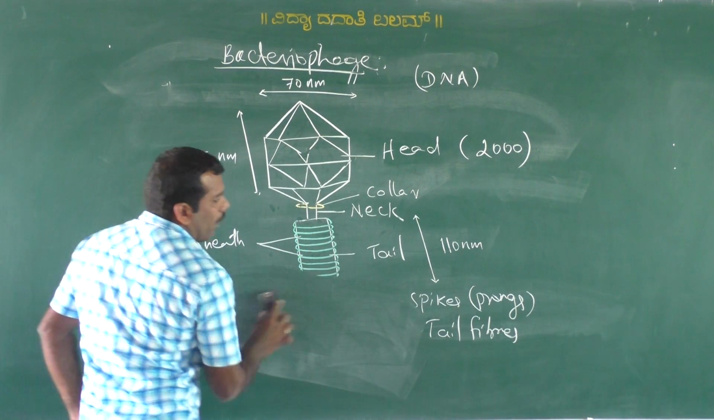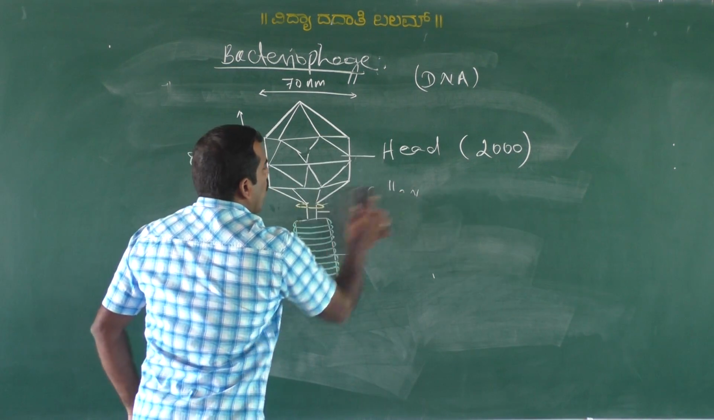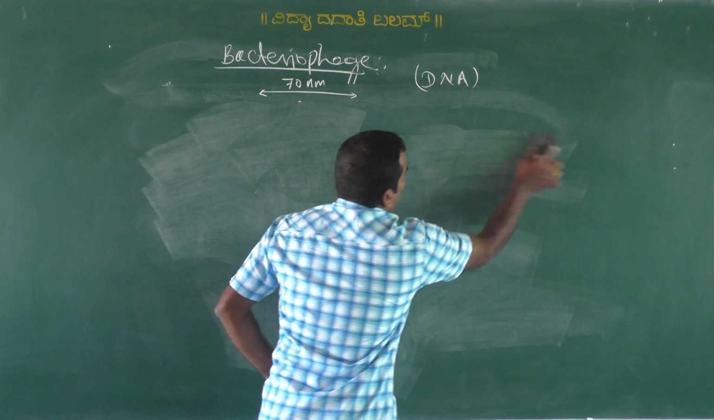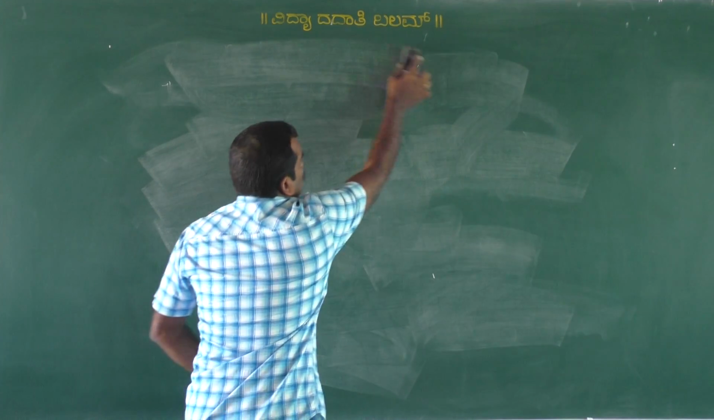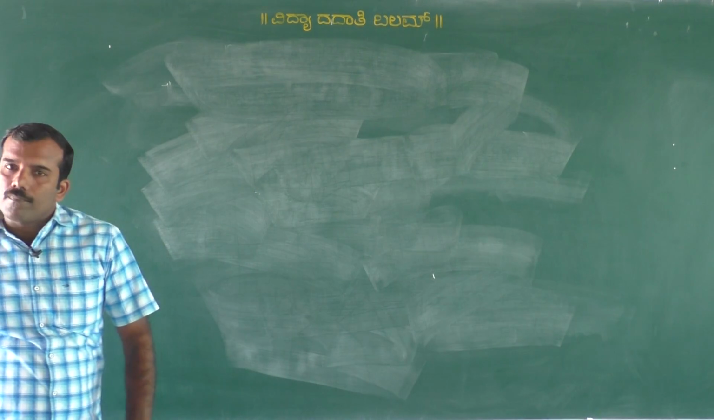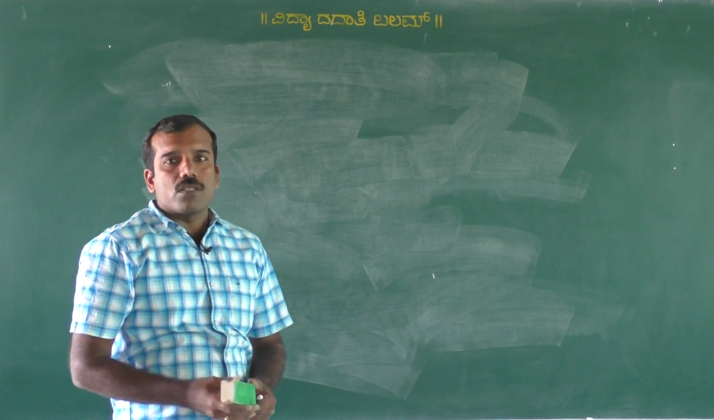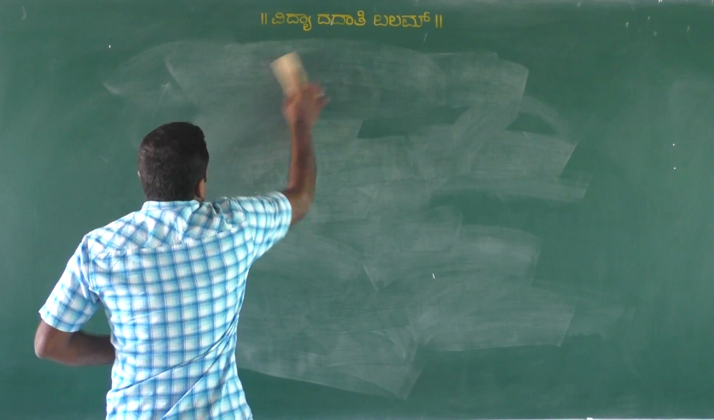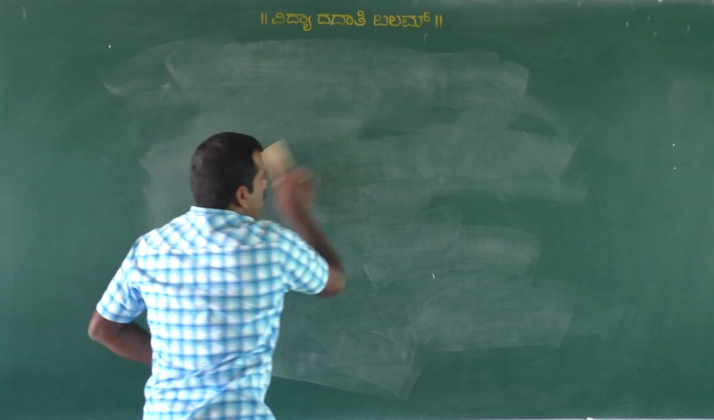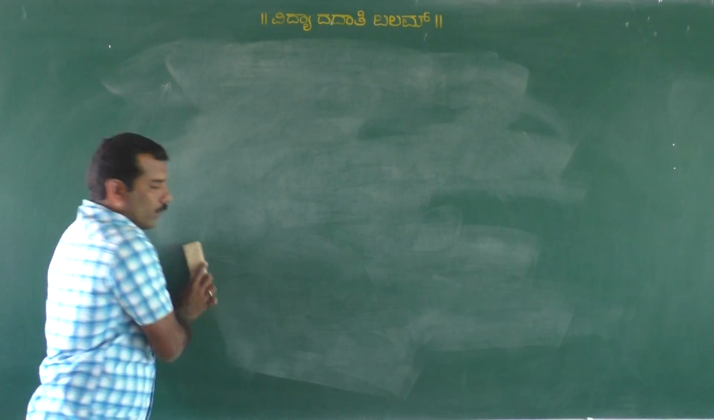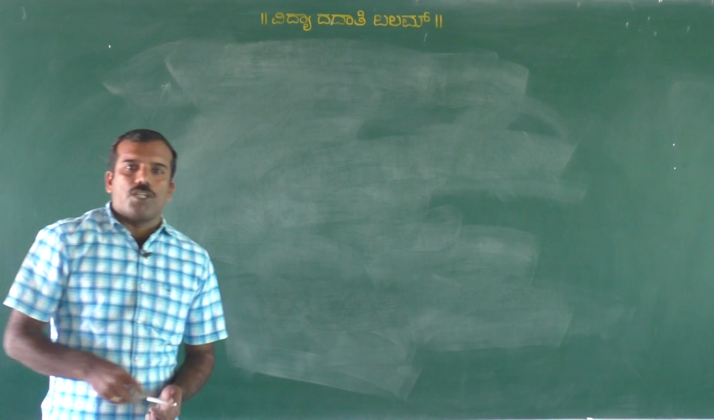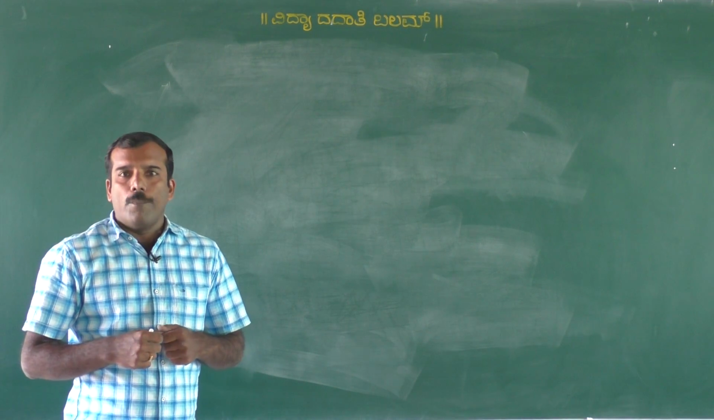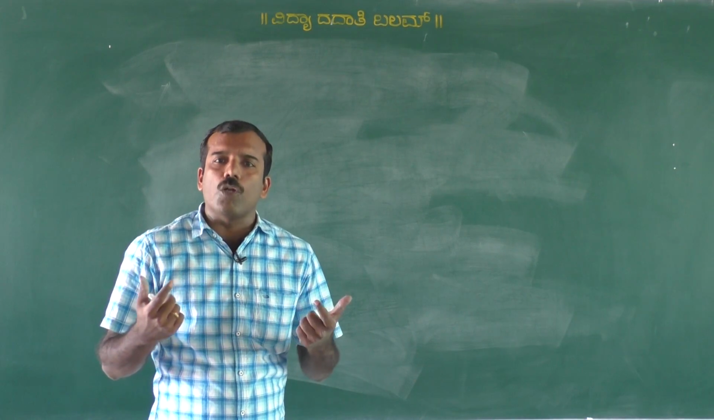So, you have to practice the diagrams of tobacco mosaic virus and bacteriophage for the examination. In the examination a direct question is, draw a labeled diagram of tobacco mosaic virus or bacteriophage. This is about the structure of tobacco mosaic virus and bacteriophage. So, virus causes diseases to both plants and animals, even in human beings.